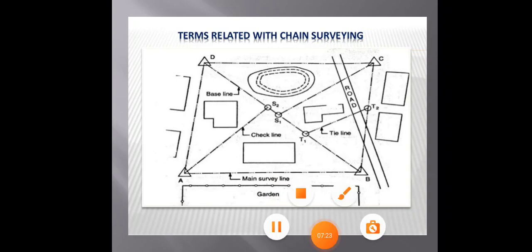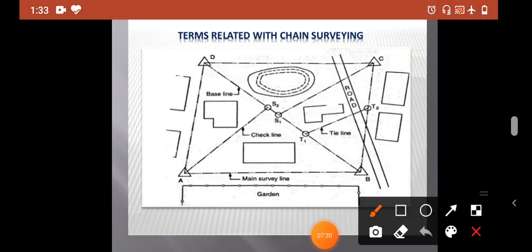In this image, S1 and S2 are our subsidiary stations. At this point, interior details are given.